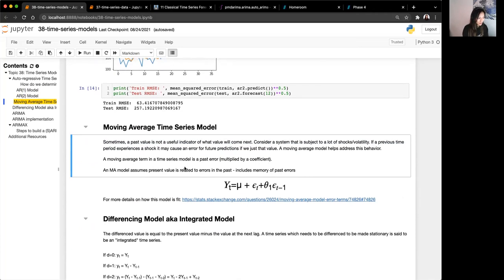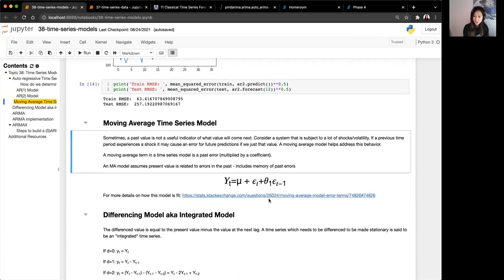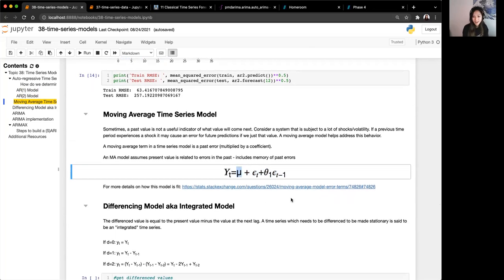So a moving average term in a time series model is a past error multiplied by a coefficient. You can see that this actually looks very similar to what we had before. But instead, what we have here is an average as our constant. We have some error value here. And then we have a coefficient here multiplied by our past error. So what we're taking into account here is what the error was at the prior time step, and we're going to adjust this coefficient accordingly. Questions about this?